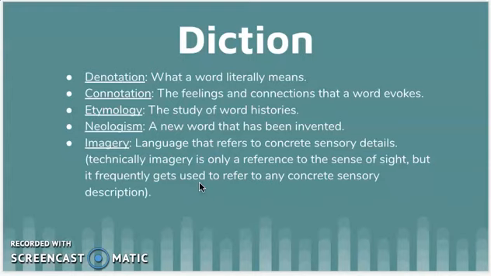Poetry does a lot of work with connotation, and that's what we're going to focus on in a moment. A couple other words that you might want to be familiar with, that we're not going to talk a whole lot about right now, are etymology. That has to do with the history of a word, what language it came from. We call that its derivations and so forth.